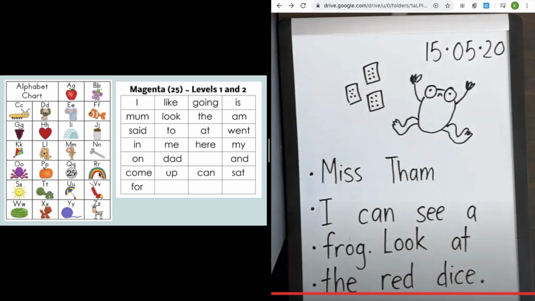Awesome. So that's my writing done. I've got the date. I've got a picture. My name with a capital letter for the first letter. And capital letters for the first letters of my sentences.